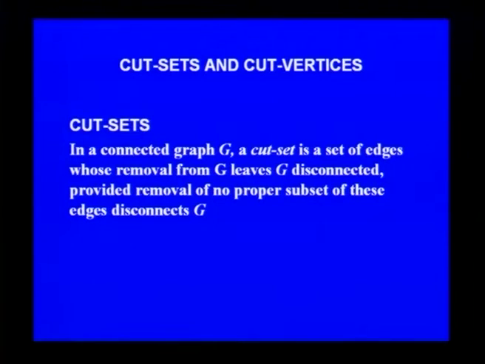In a connected graph G, a cut set is a set of edges whose removal from G leaves G disconnected, provided removal of no proper subset of these edges disconnects G. This is the definition of a cut set. I will read it again. In a connected graph G, a cut set is a set of edges whose removal from G leaves G disconnected, provided removal of no proper subset of these edges disconnects G.